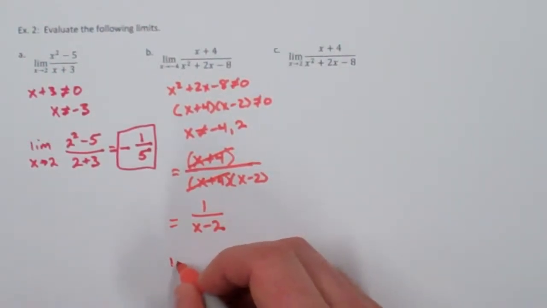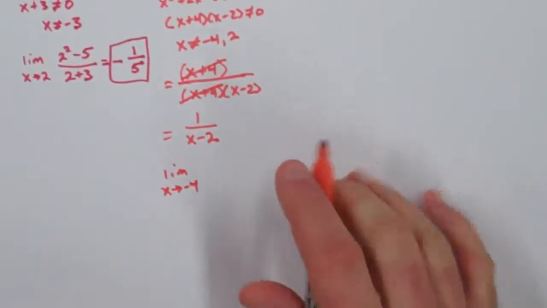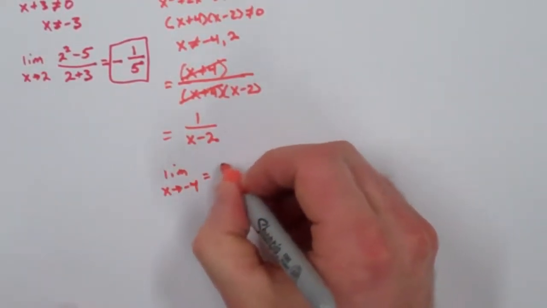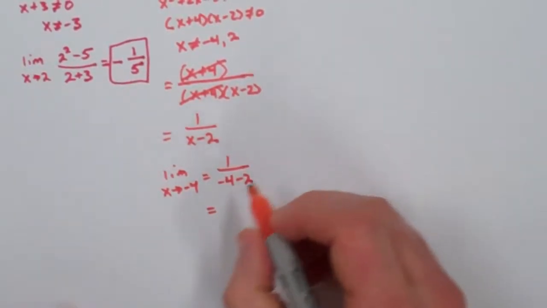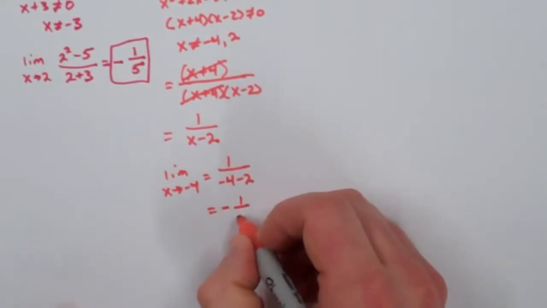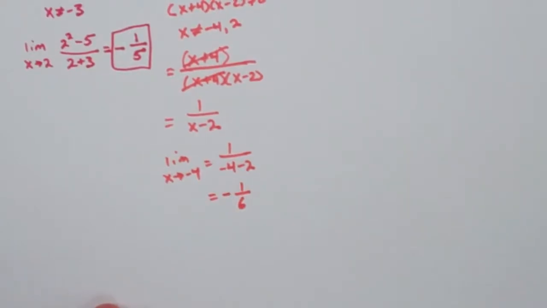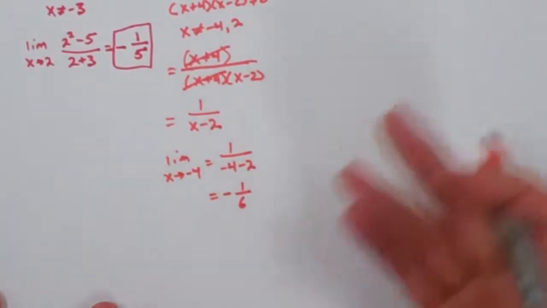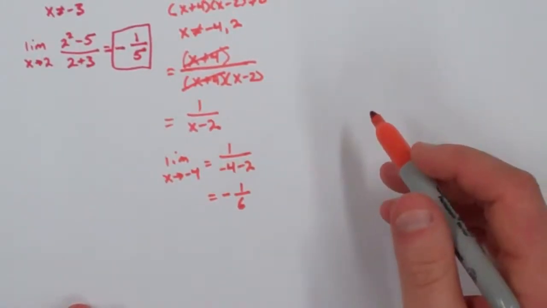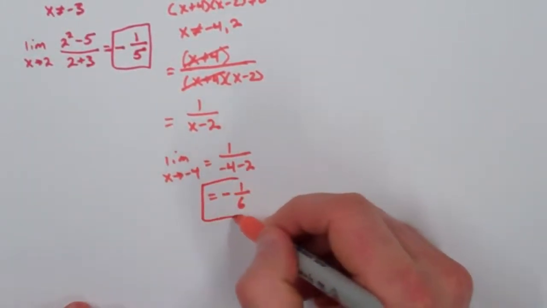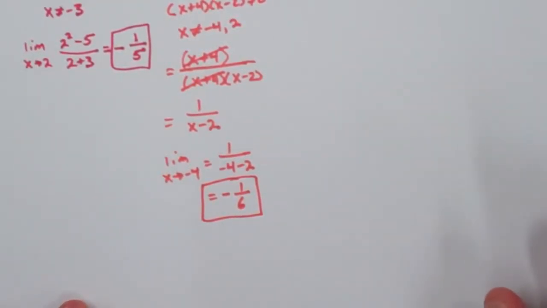So we could say that the limit as x approaches negative 4, in this case, will be equal to 1 over negative 4 minus 2. And that is equal to negative 1 over 6. So a technique that you can try if originally direct substitution does not work, if the function happens to be discontinuous at that value, is to factor and then cancel. So we can correctly conclude that this limit is negative 1 over 6.